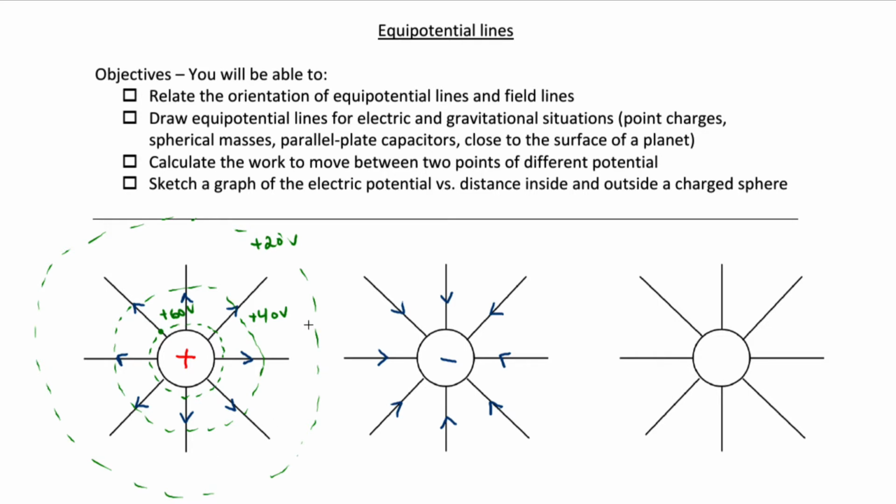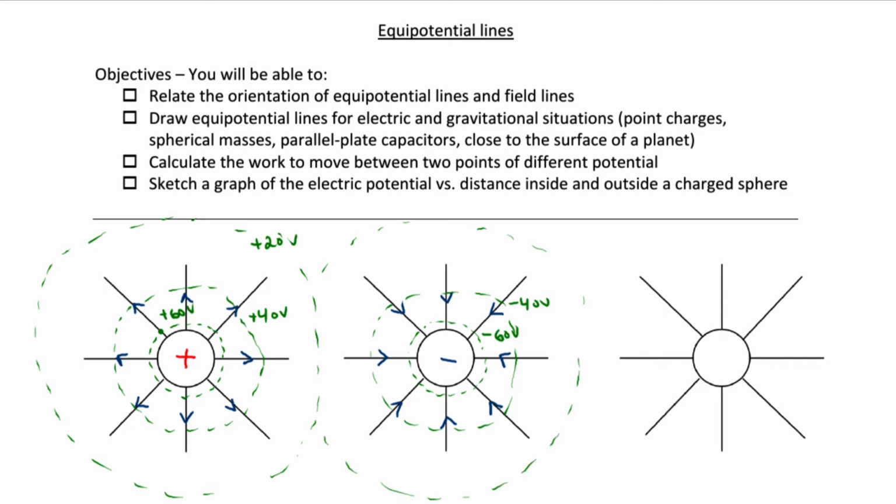In contrast, if I look at the negative charge, it takes negative work to bring a small positive test charge here. So this could be, for example, at negative 60 volts, and then going outwards at negative 40 volts, and going out further at negative 20 volts.